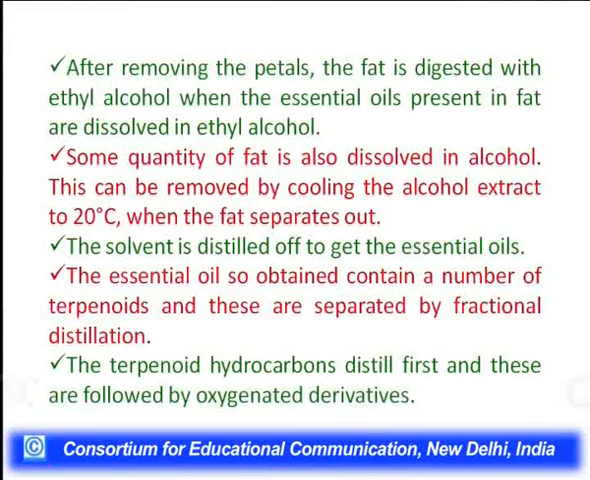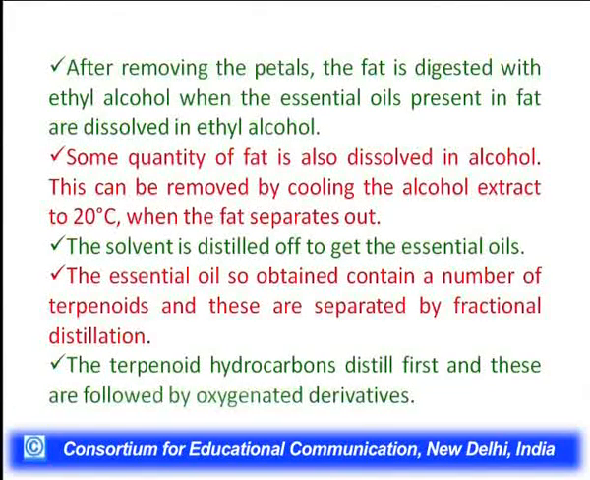After removing the petals, the fat is then digested with ethyl alcohol. When the essential oils present in the fat are dissolved in the ethyl alcohol, some quantity of fat is also dissolved in the alcohol. This can be removed by cooling the alcohol extract to 20 degrees centigrade, when the fat separates out. The solvent is distilled off to get the essential oils.